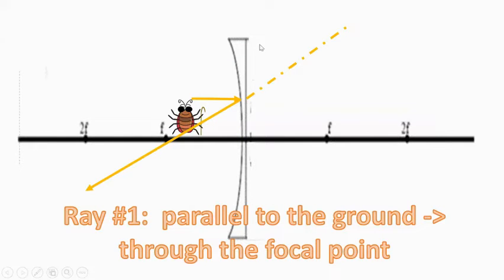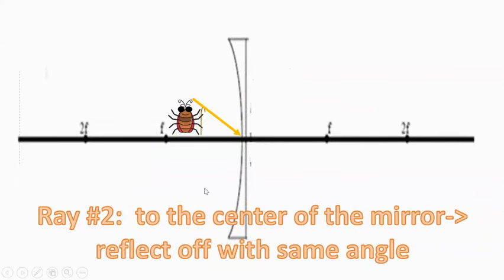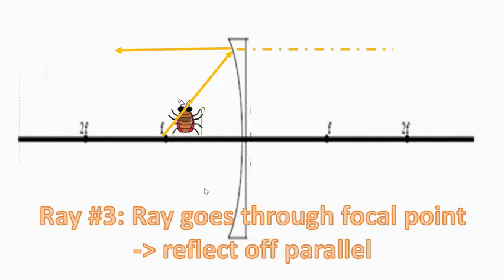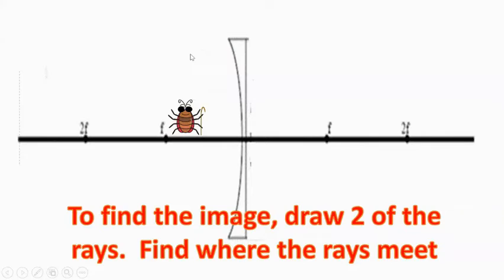So just review real fast. The first one starts parallel but goes to the focal point. Second one goes to the center, bounces off at the same angle. And then the third one starts at the focal point. When it bounces off, then it's parallel. So to find where his image will be, we'll use two of those three and find out where they cross. And if we use three of them, then they should cross at the same place, but you only need two.